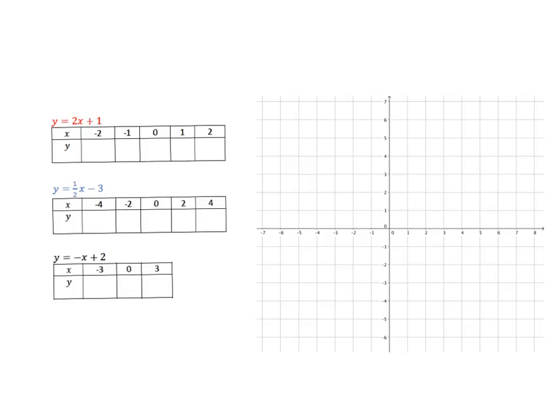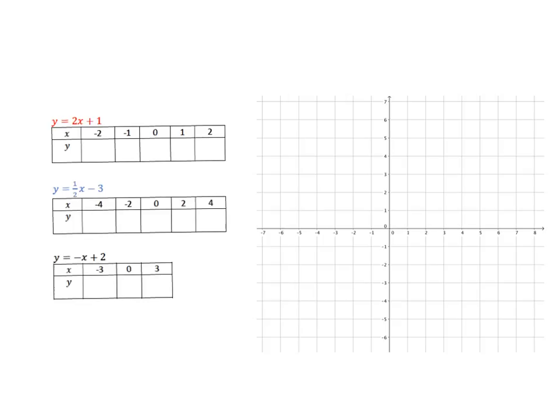We're going to look at plotting points to make a graph. Let's have a look at an equation like this one over here: y equals 2x plus 1. Let's get a sense of what are some of the points that will fulfill that equation.